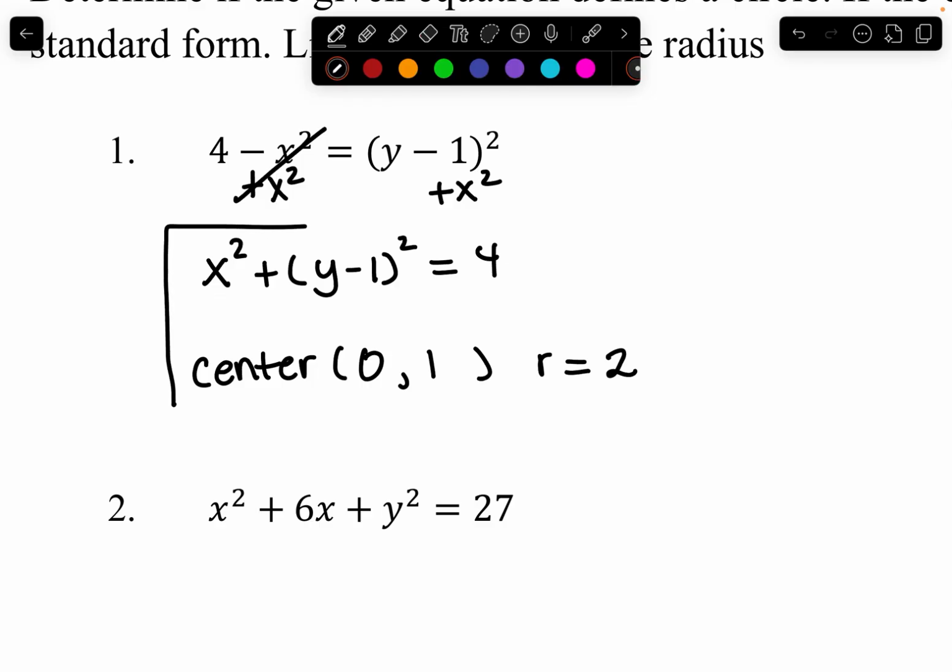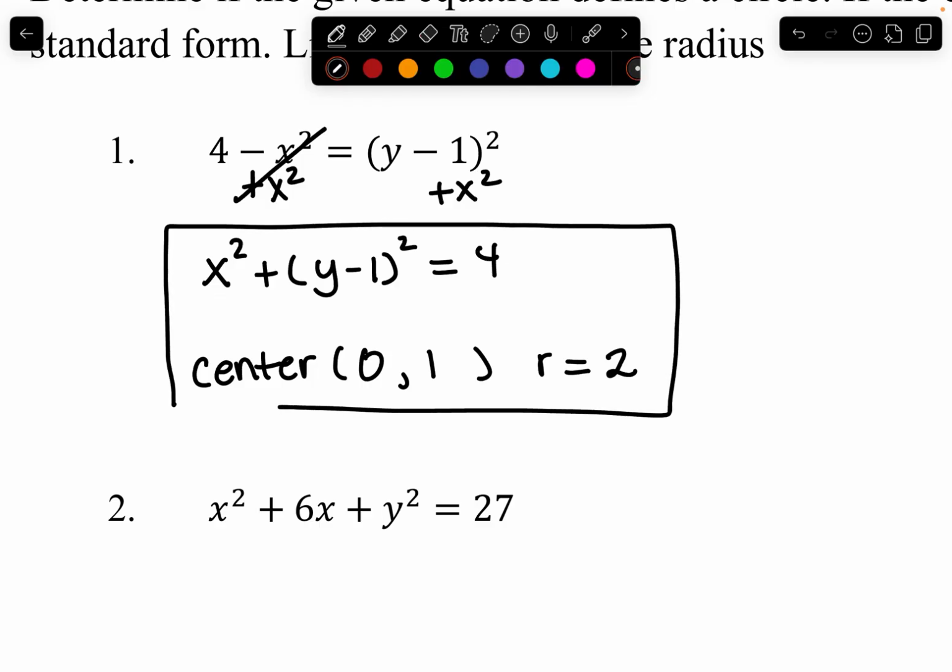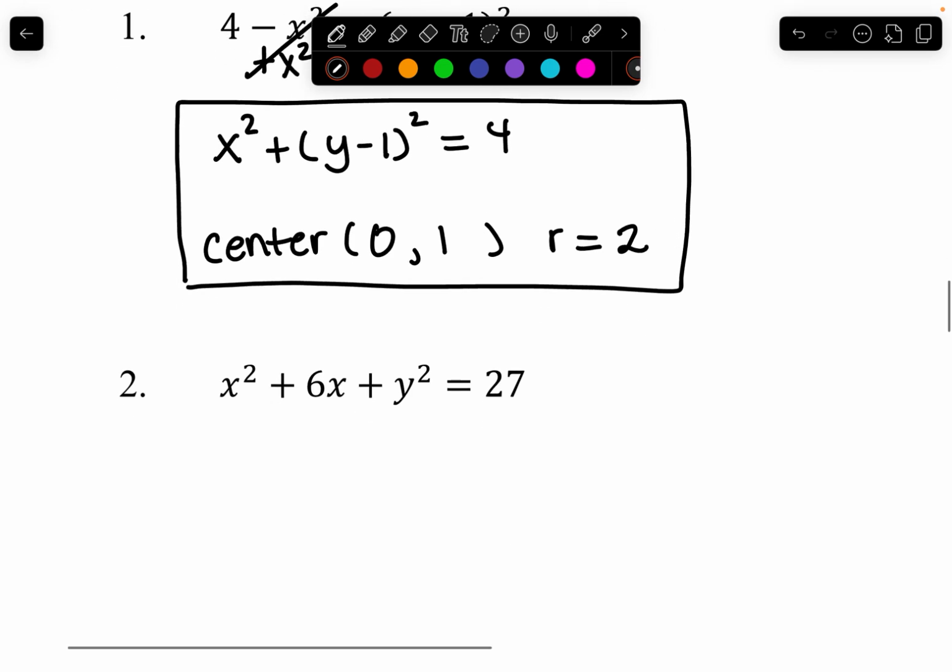So here we go. That looks wonderful. Beautiful. Easy peasy.